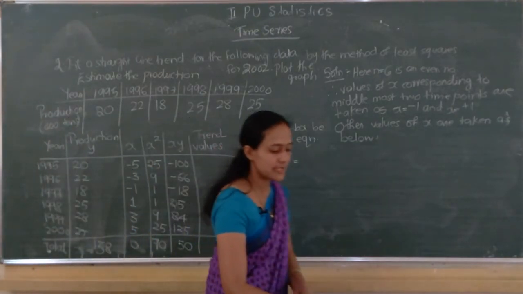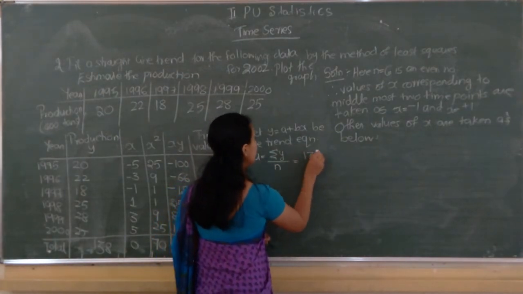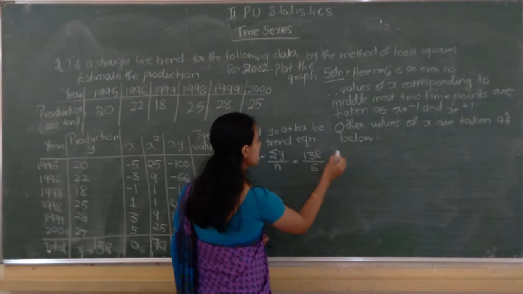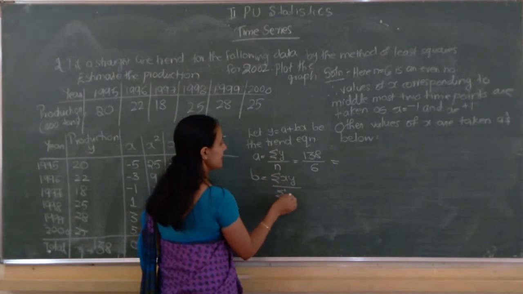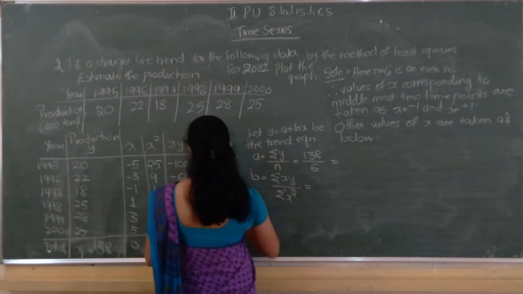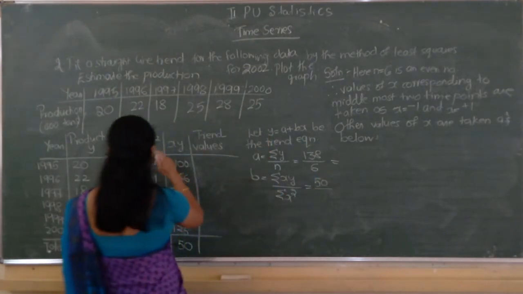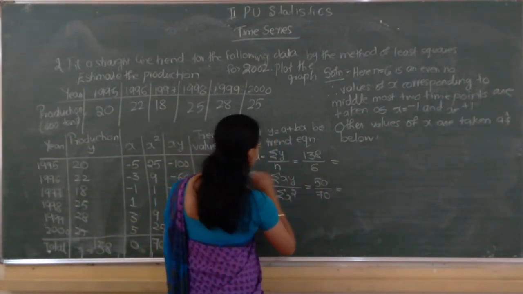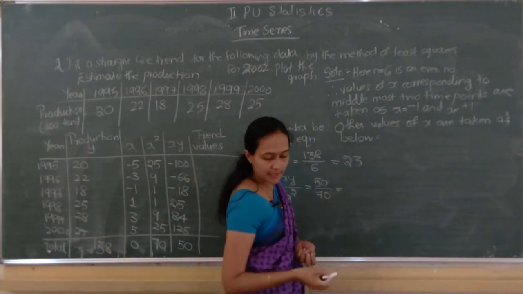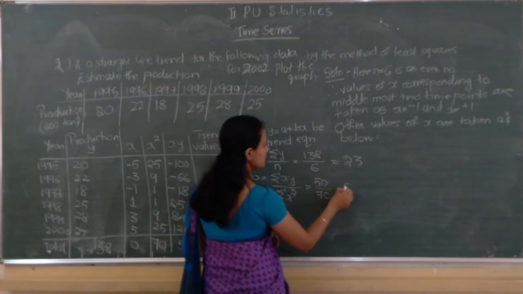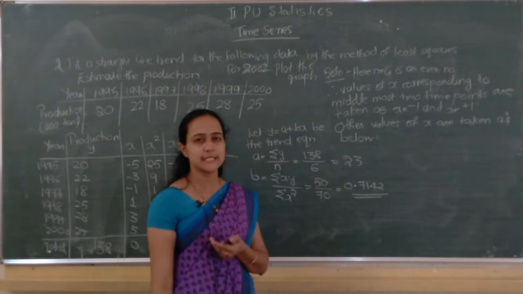So a equal to sigma y divided by n. Sigma y is the total of y, 138, n means number of observations, 6. Similarly b equal to sigma xy divided by sigma x square. Sigma xy means the xy column total, 50, divided by sigma x square, which is the x square total, 70. So a equal to 23 and b equal to 0.7142. Okay, you can take 4 digits or 2 digits.